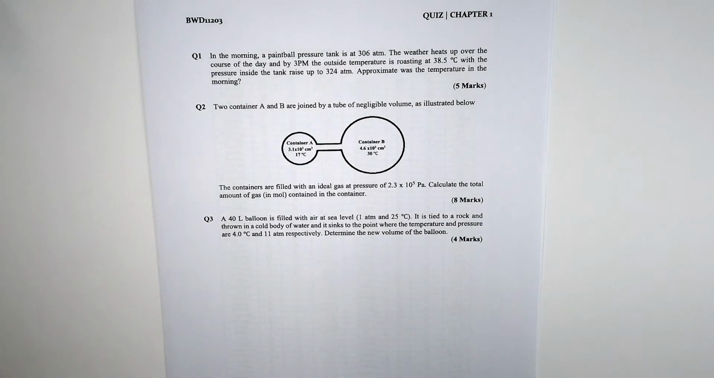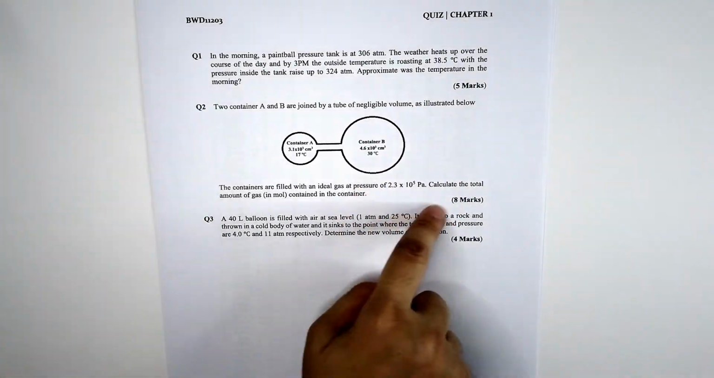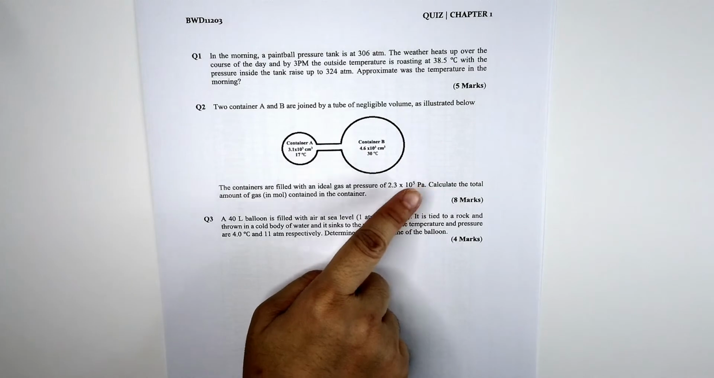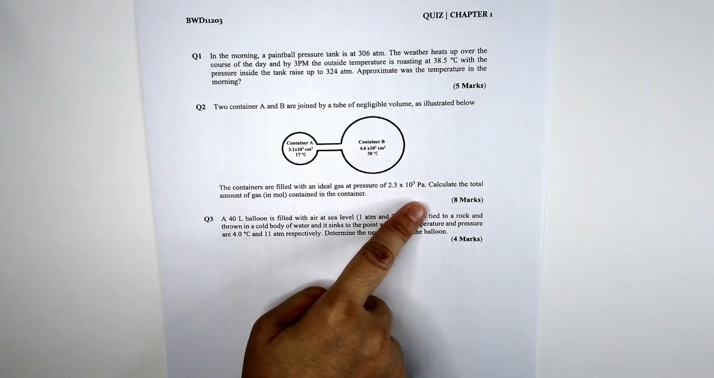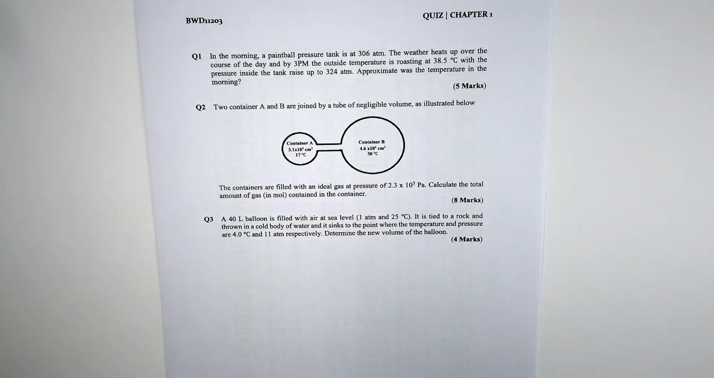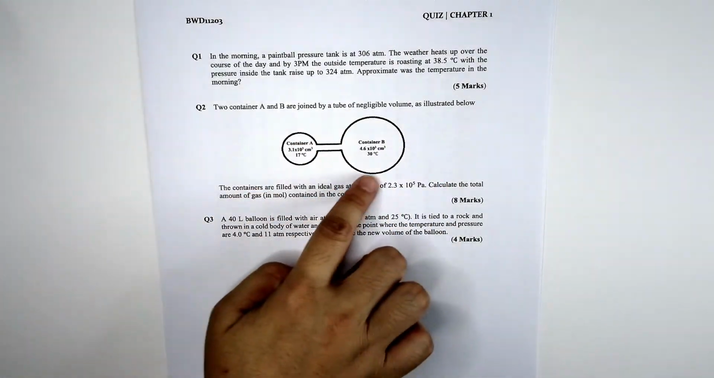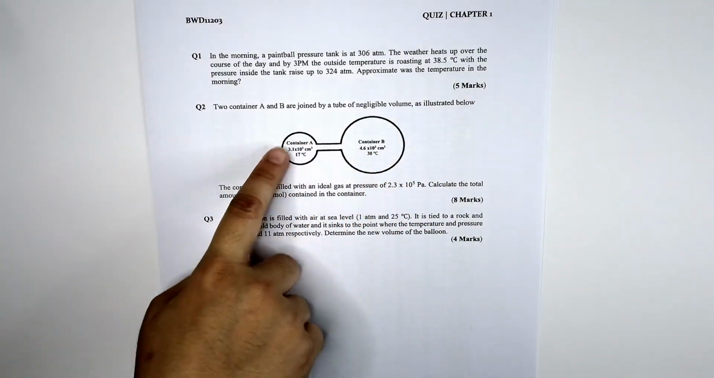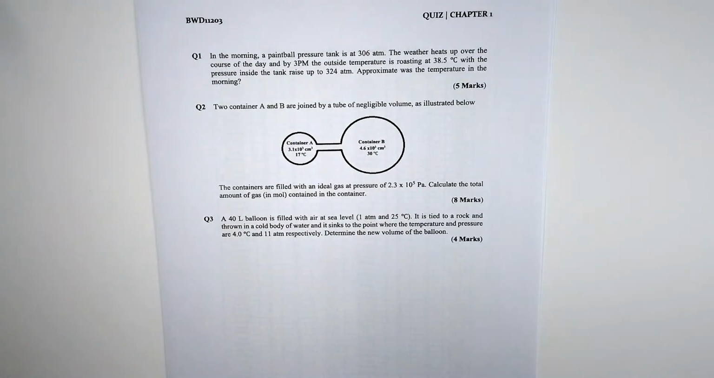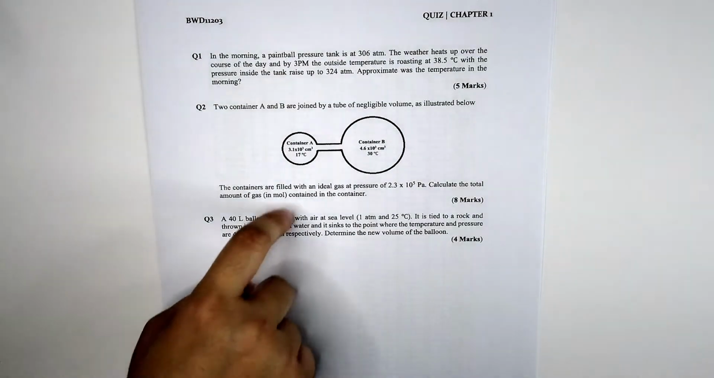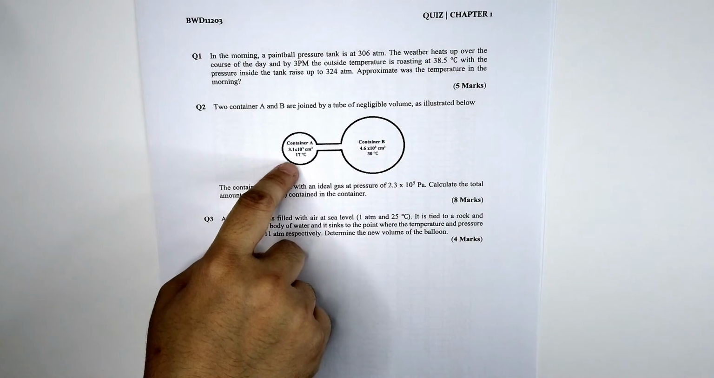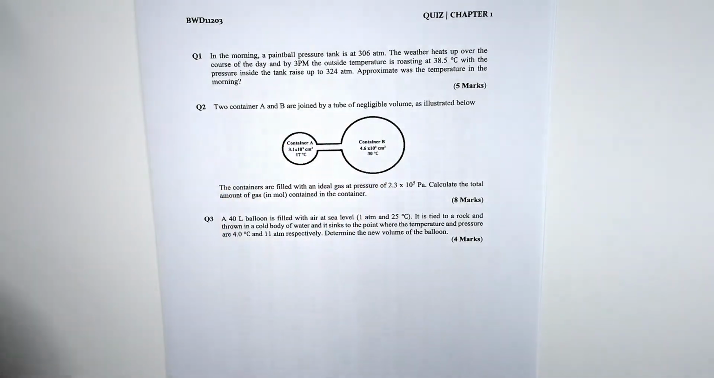So how are you going to do this is that this is a partial pressure question. First and foremost, because the pressure given to you is in Pascal, you need to convert this to atm beforehand. And if you can see, the volume of the container is in centimeter cube, so this one also you need to convert to liter, and also the temperature should be converted into Kelvin. So let's get started.